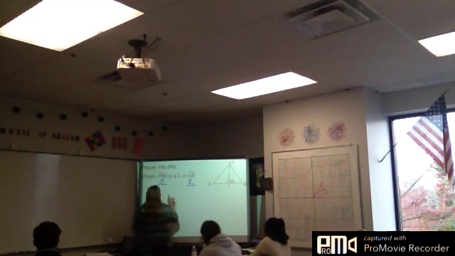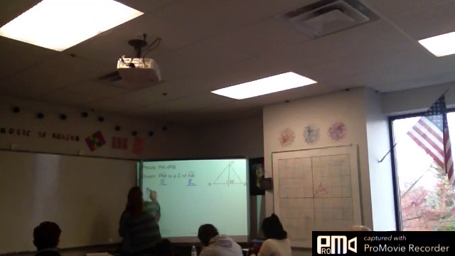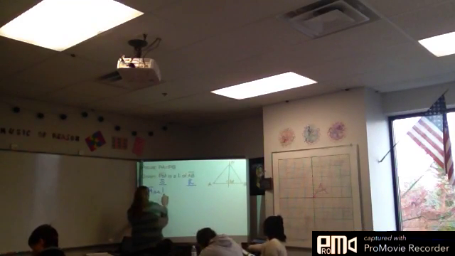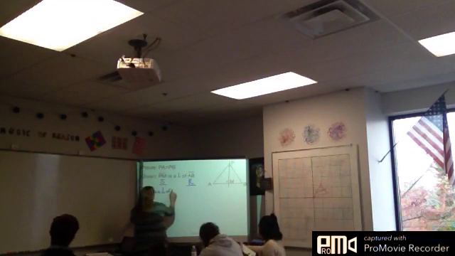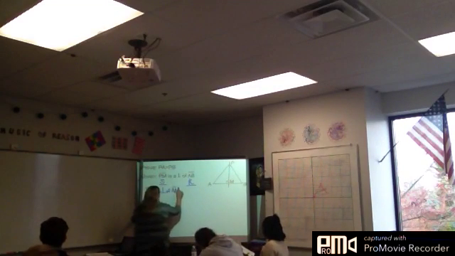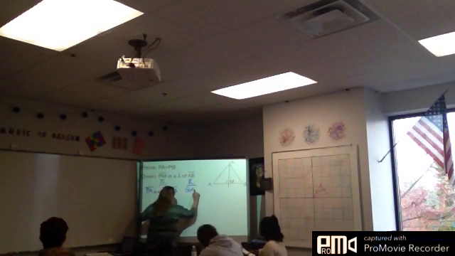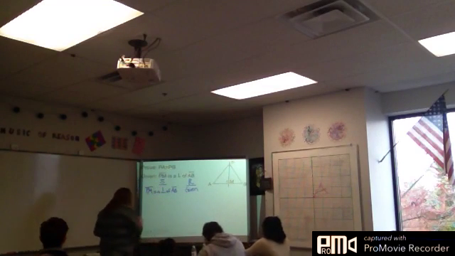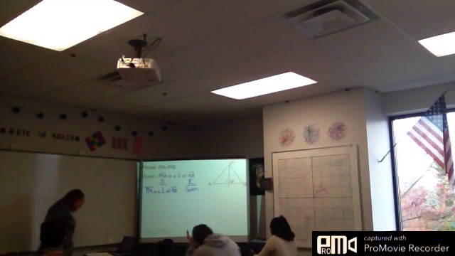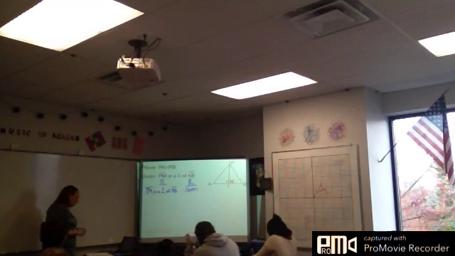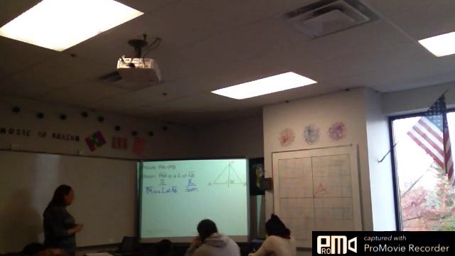Beautiful. I know that segment PM is a perpendicular bisector of segment AB. Given. Okay, from there, what do I do? What else is a given?